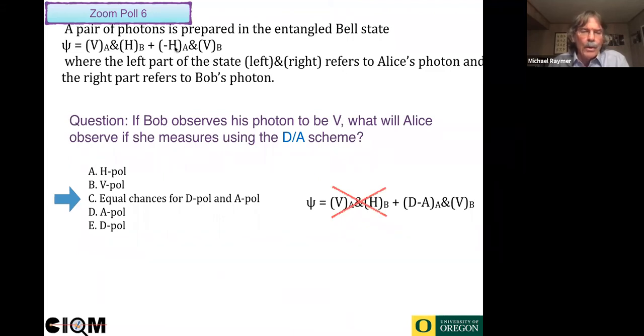So if Bob sees V, he knows that Alice's photon is in the H state. That doesn't mean it's H polarized, right? That would be a classical way of saying it. He knows that Alice's photon is in the H state. But since Alice is measuring in the DA scheme, she tells Bob, yeah, I'm going to do that. He says, oh, now I can predict that Alice is going to see 50% chance of D or 50% chance of A, anti-diagonal. So that's exactly correct.